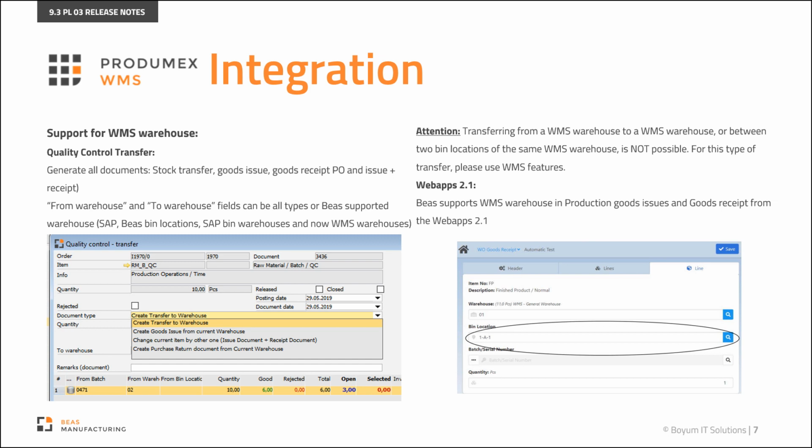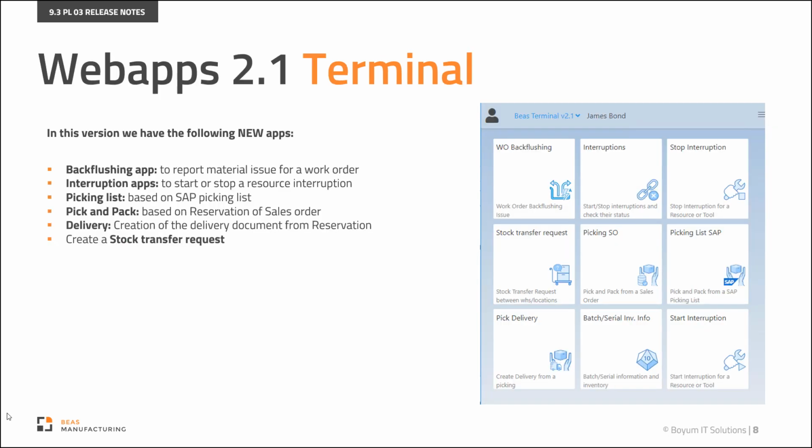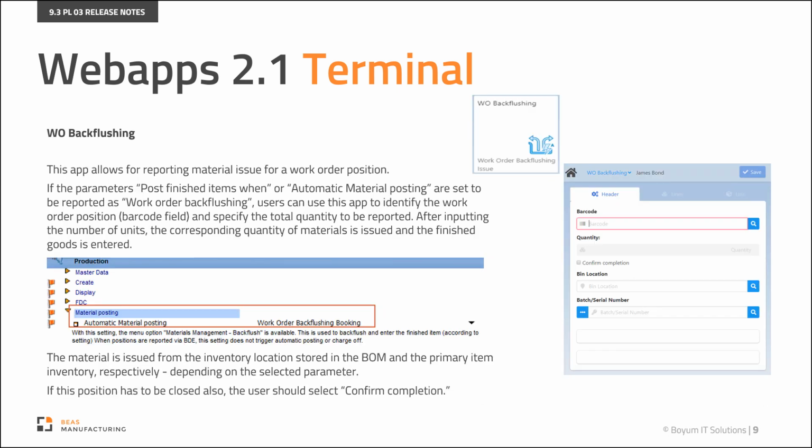Last but not least, we have added WMS support in work order goods issue and goods receipt web apps in our new web app terminal 2.1. In this version, we have the following apps. These new apps include the work order backflush app, which makes it possible to report material issue for a work order, interruption apps to start or stop a resource interruption, picking list based on SAP picking list, pick and pack based on reservation in a sales order, delivery to create a delivery document from reservation, and the stock transfer request app.